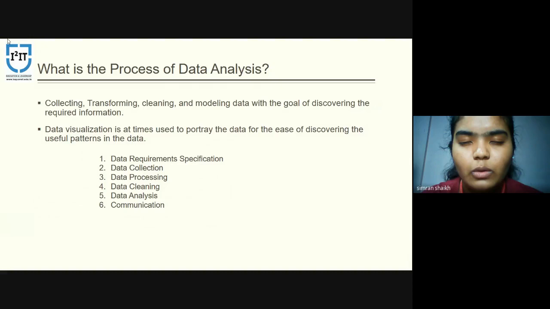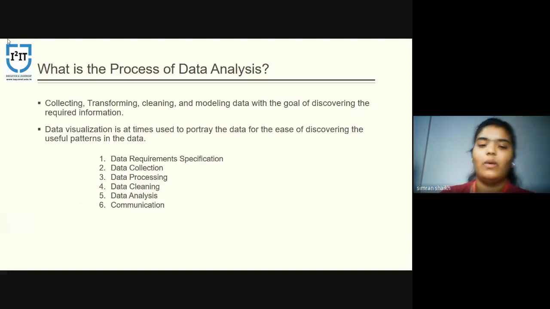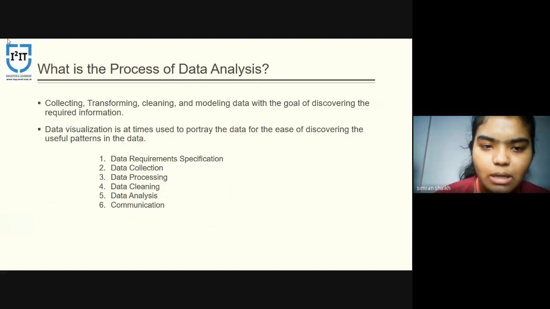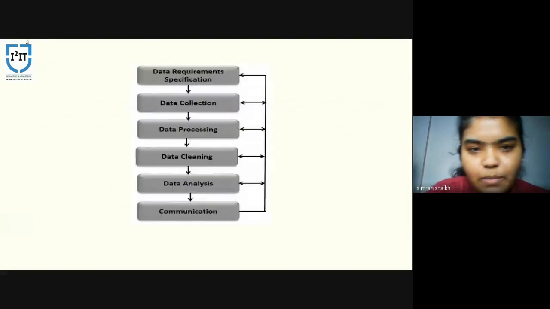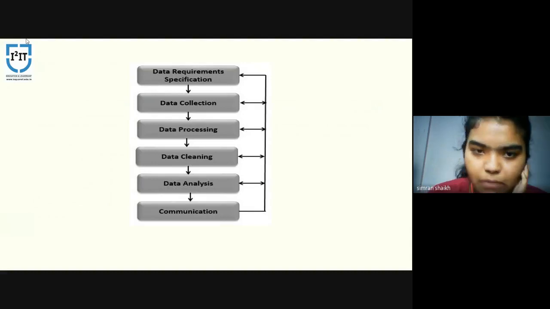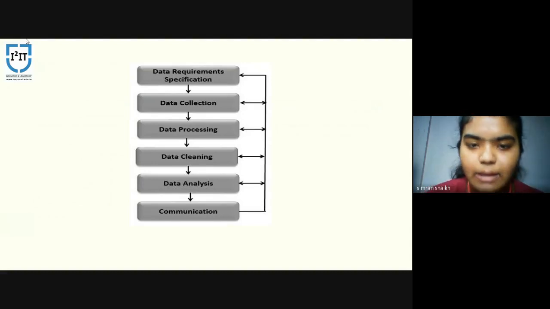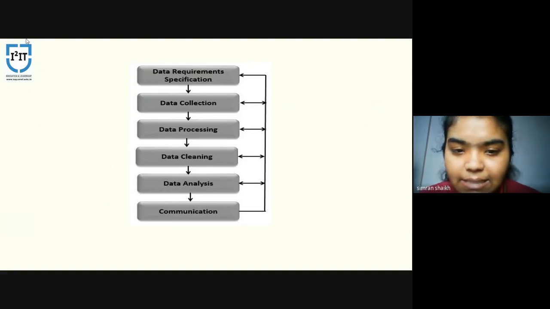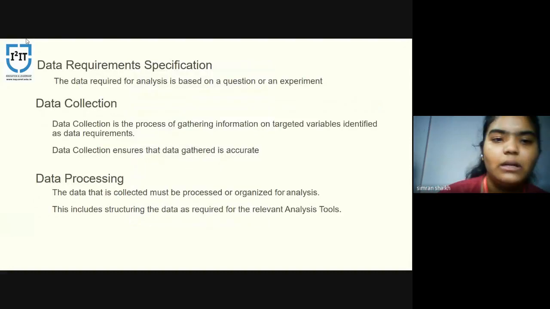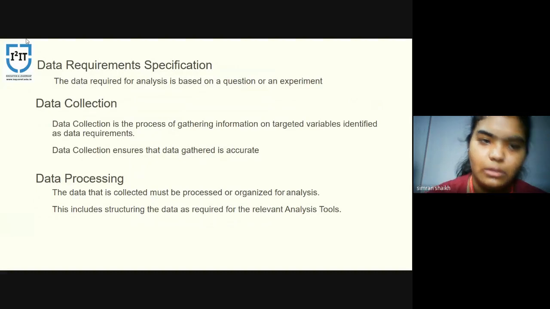So there are some steps required for the process of data analysis. There are 6 steps in total, that is data requirement specification, data collection, data processing, data cleaning, data analysis, and data communication. So we are going to see all these terms individually. So now, what is data requirement specification?